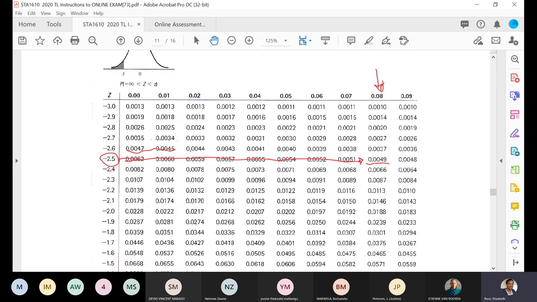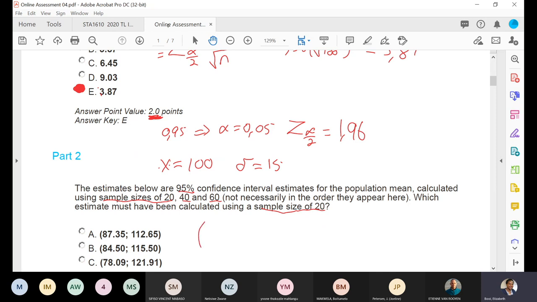We know that because 0.05 divided by 2 gives us 0.025, which then gives 1.96. So if our Z value is 1.96, we're going to calculate our mean plus or minus our critical value, which is Z alpha divided by 2, times the standard error, which is the standard deviation divided by the square root of n.